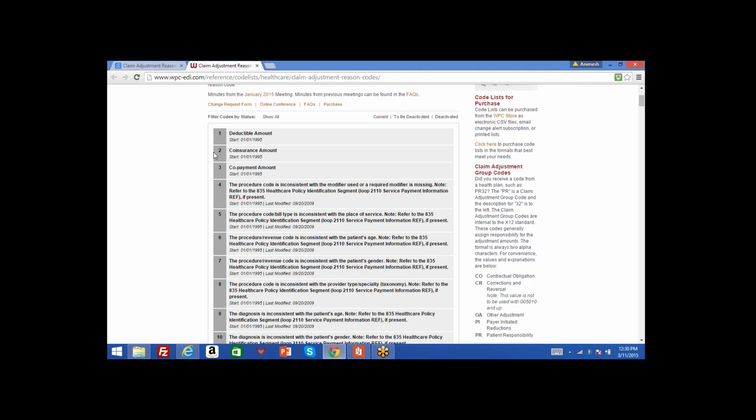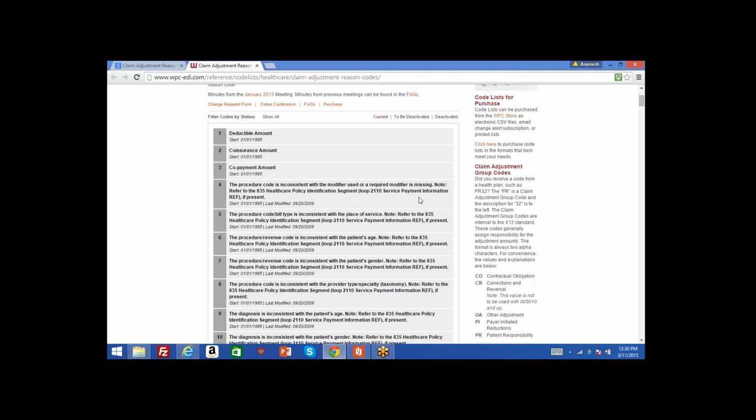Why meaning why the payment was reduced. Why means why the claim was rejected. Why means why the procedure was bundled or unbundled, or the claim payment was done under another procedure code, something like that. So they must provide the reason.